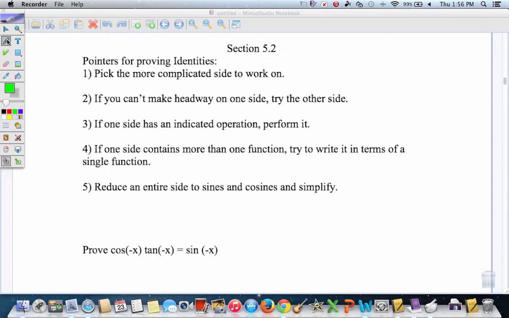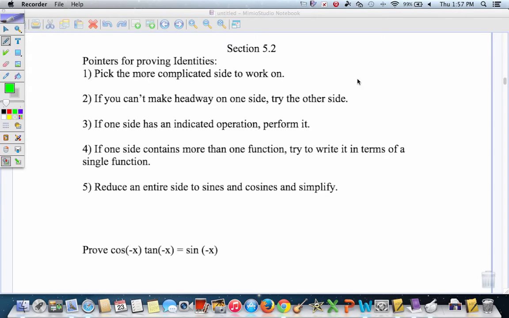Okay, we're ready to do some more identities today. Same process as yesterday, very similar anyway. As I mentioned yesterday, or on Friday, there's no set way to start each problem, so we have some pointers here to get us started. Number one, pick the more complicated side to work on. Typically with identities with the equal sign, we work on one side or the other.